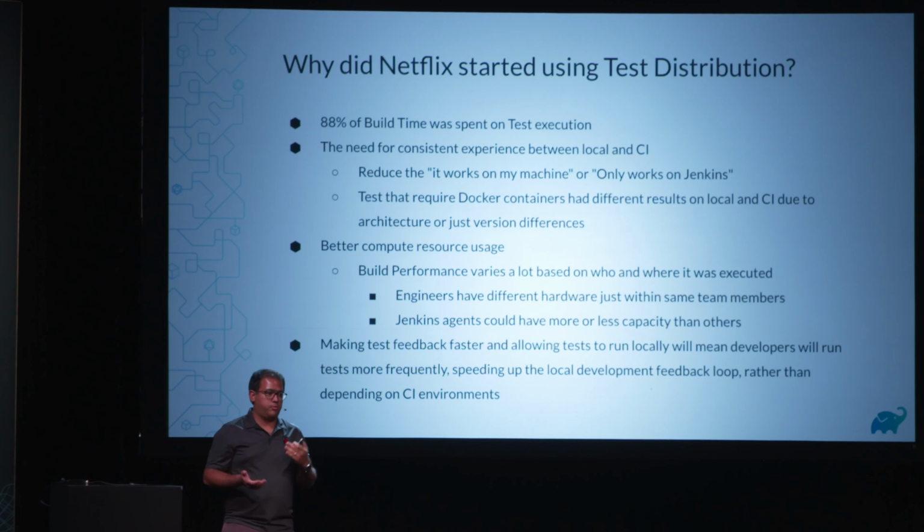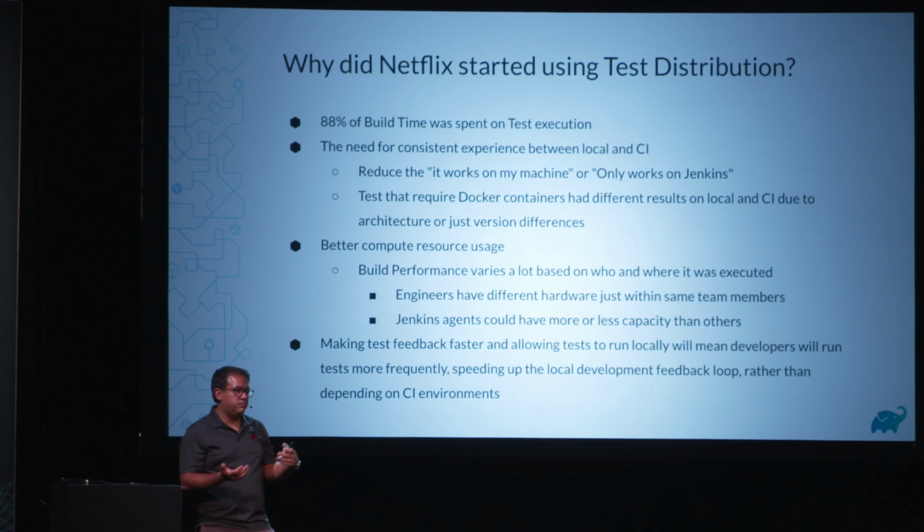Better compute resource usage. Performance will vary based on where you run the build. That's the reality. So if you have an old machine and you want to run a build parallelized, you are constrained by the number of CPUs. And Marc gave a lot of great context around it, and we suffer from this. Whatever you have locally is different from what you get on CI, and sometimes even the local one is more powerful than the CI.